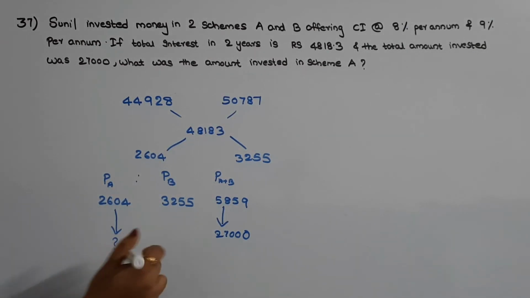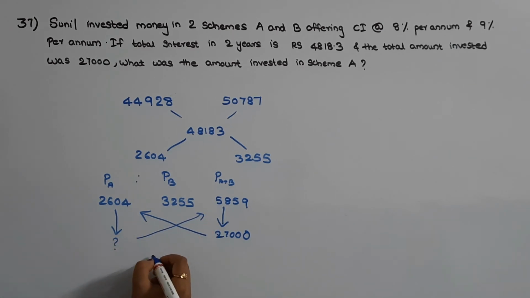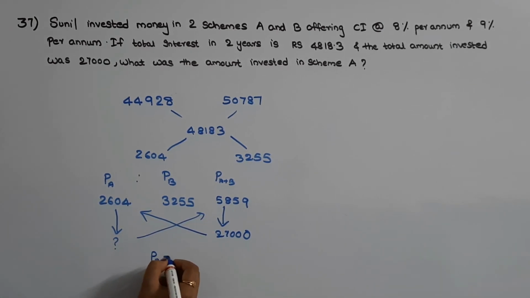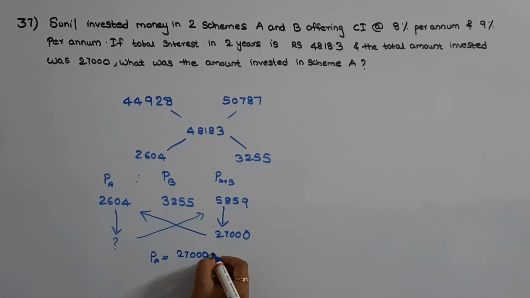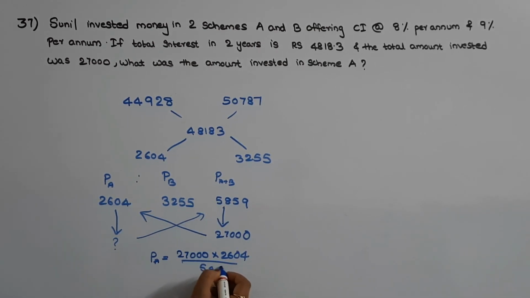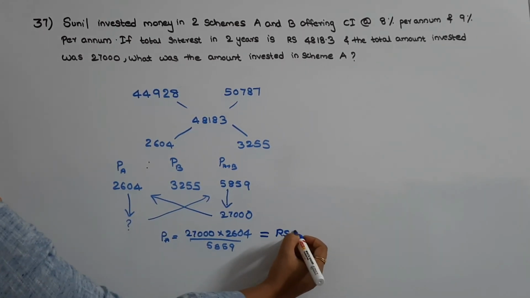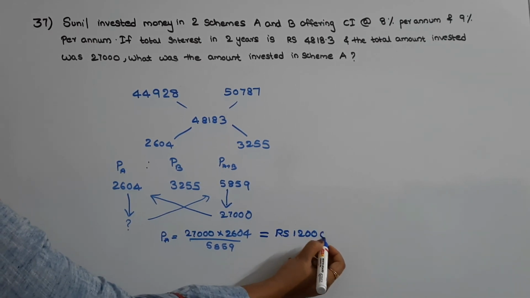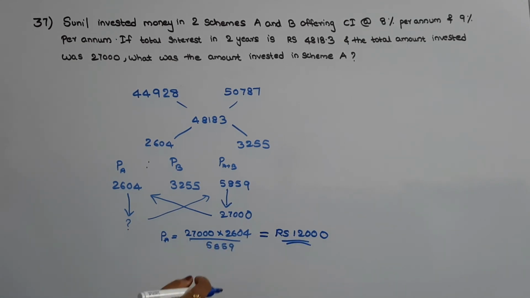This can be found out by cross multiplication. Principal at scheme A will be equal to 27,000 into 2604 divided by 5859. That is equal to rupees 12,000. So on solving this, you will get the answer as rupees 12,000.